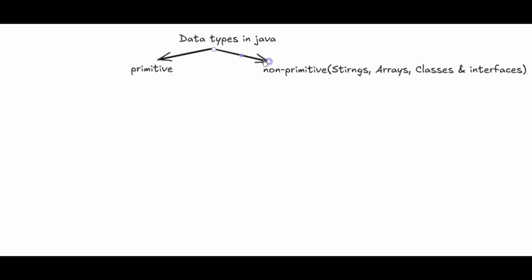And primitive data types are subdivided into 8 types. I will list all those, and those are: one is integer, second one is short, third one is byte, fourth one is long, fifth one is char, sixth one is boolean, seventh one is float, and eighth one is double.